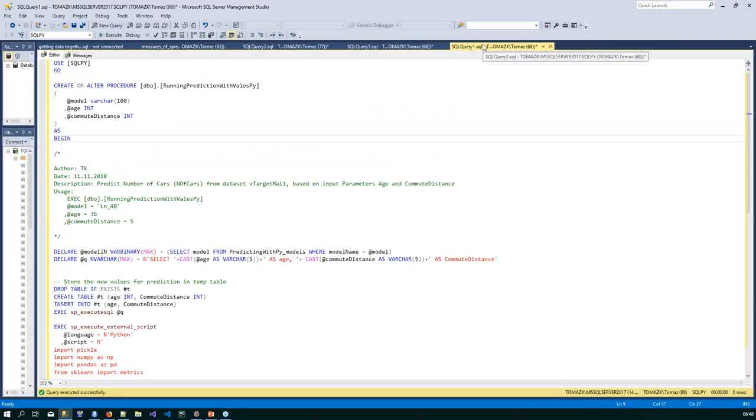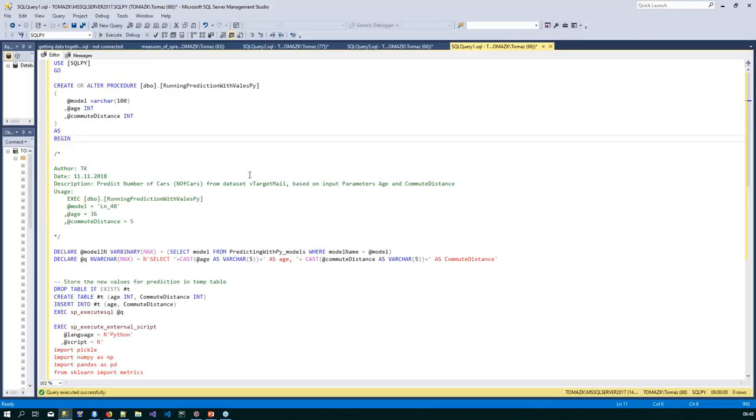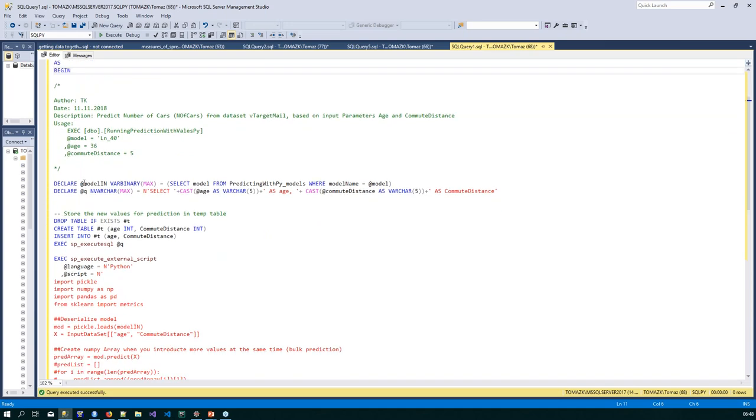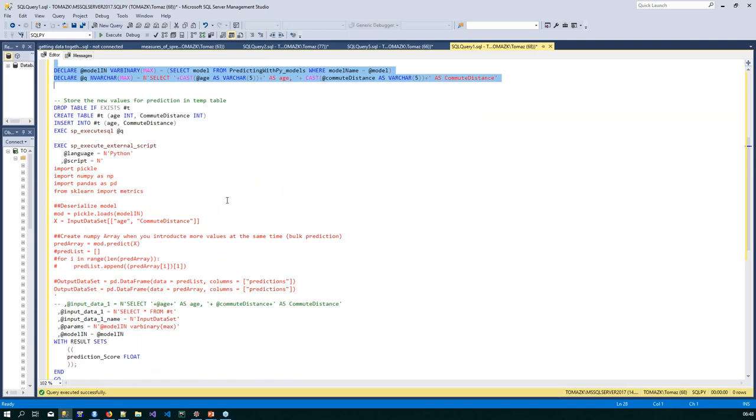And then if I want to predict on a model, I'll go back to my reporting services. This is my model. If I want to predict on a model and see which model is performing better based on the test sample, I can just create a model, select a model, take some age, take the distance, and then run the predictions itself. So this is created using Python and in-database machine learning services. And in the back, it is literally just reading the data, the model from the table, and then pickling the model and creating the predictions.